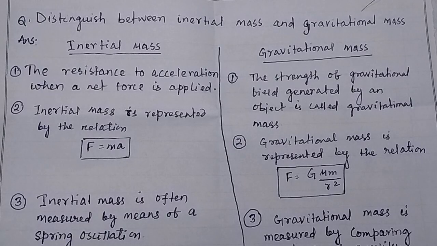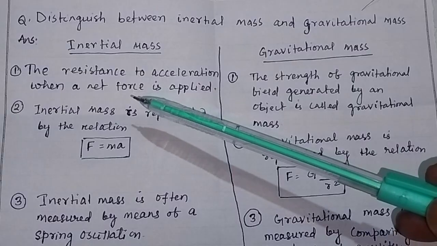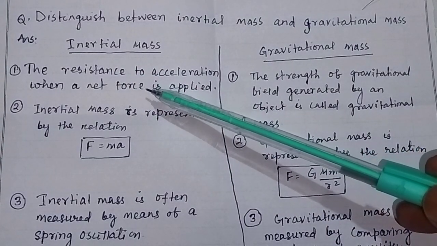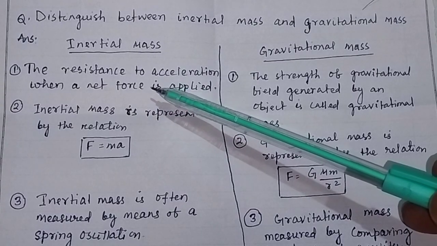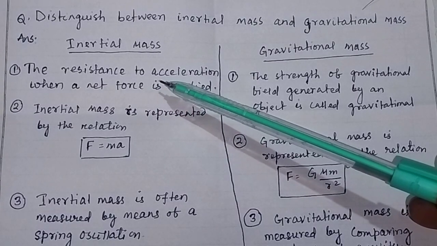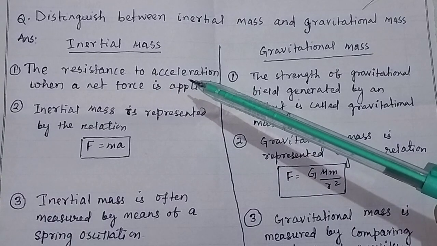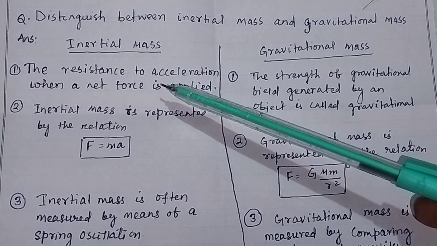The resistance to acceleration when a net force is applied is called inertial mass. This is the definition of inertial mass. That means when a net force is applied on a body, the resistance which is produced to accelerate the body is called inertial mass.